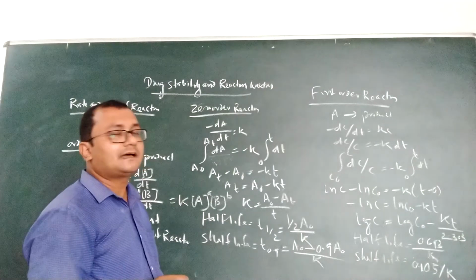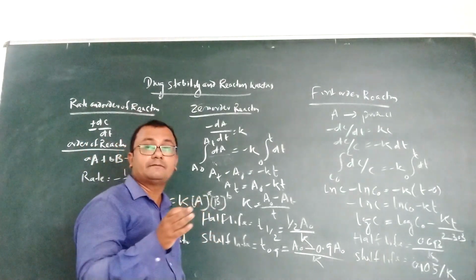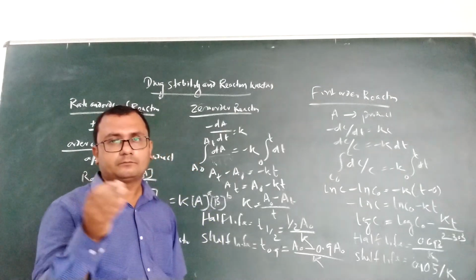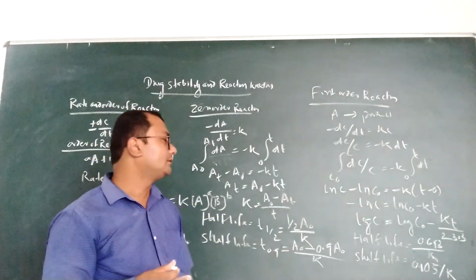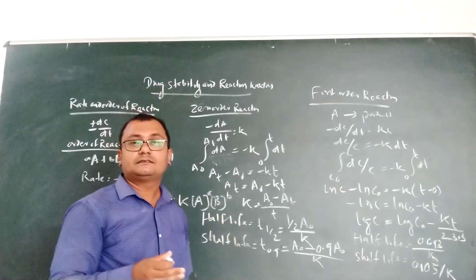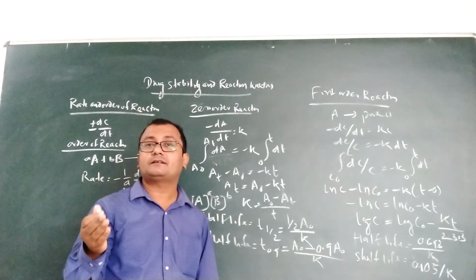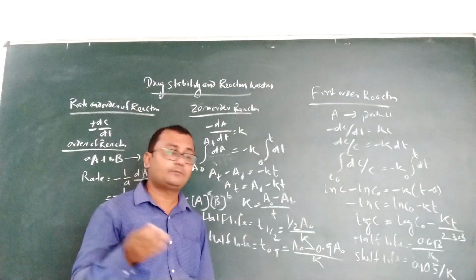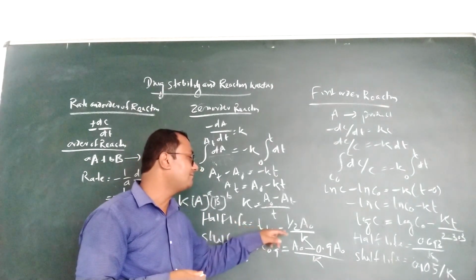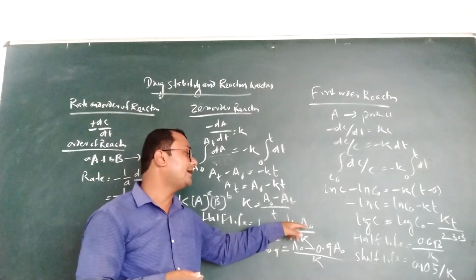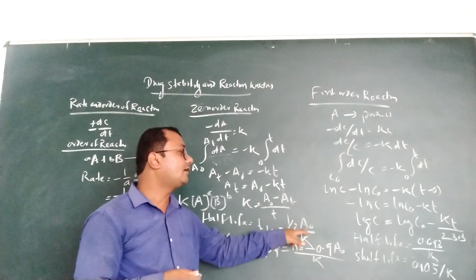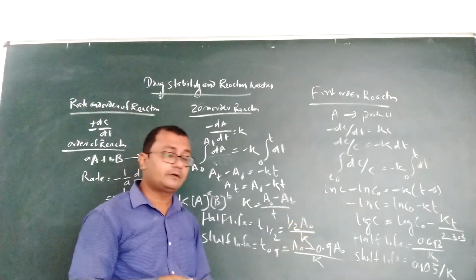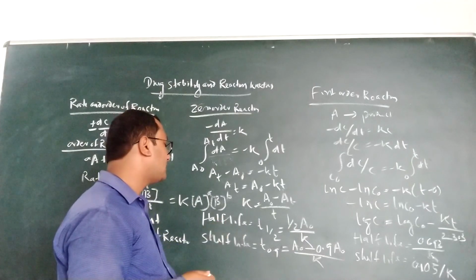Now we can also calculate the half life, because half life and shelf life are both important. Half life means the time required for the concentration to decrease by 50%; 50% of the reaction will proceed in that time. We can write t half is equal to A0 divided by 2K. That is the half life of a zero order reaction.